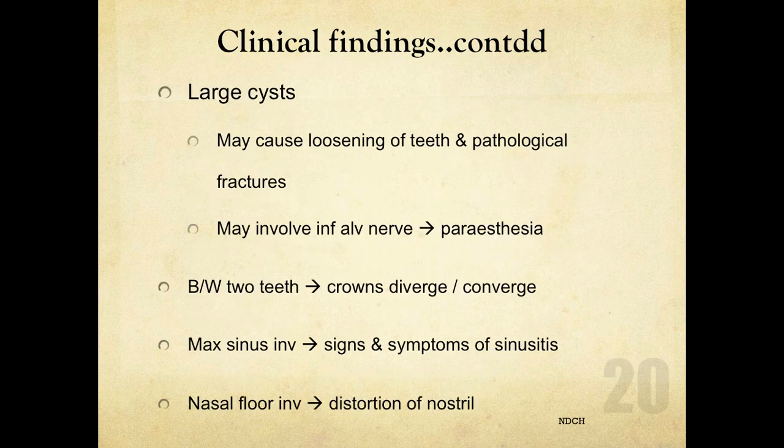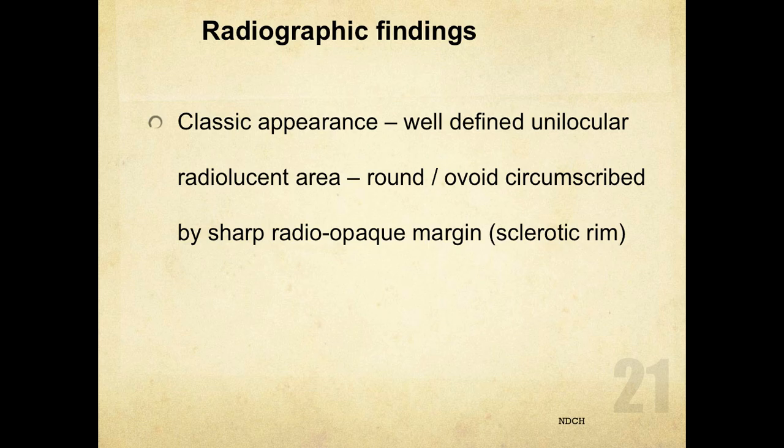The large cysts usually cause loosening of the teeth and even pathologic fractures, and they may also involve the inferior alveolar nerve, leading to paresthesia. They may cause divergence or convergence of the crowns, or if they are located in proximity to the maxillary sinus, the patients may come with symptoms of sinusitis and you can elicit signs of sinusitis. Or if it is involving the nasal floor, it may lead to distortion of the nostril. So depending on the location, you get varying signs and symptoms.